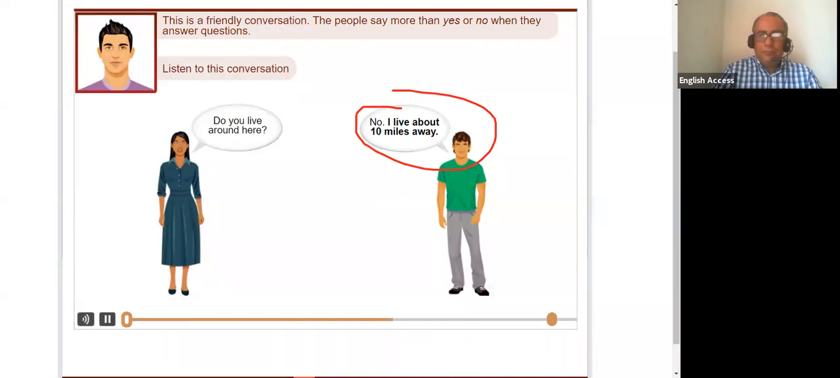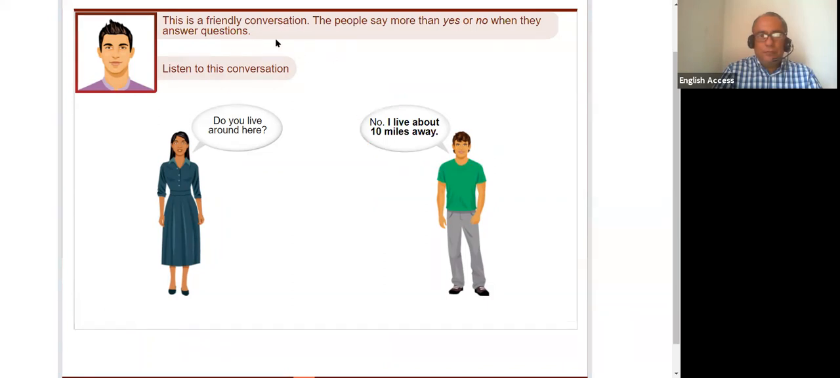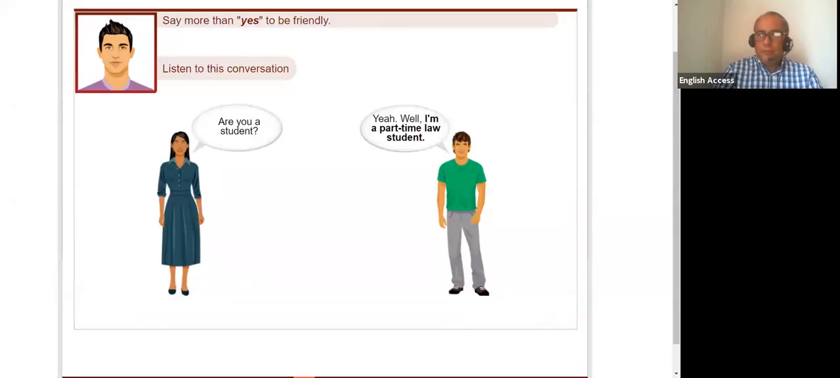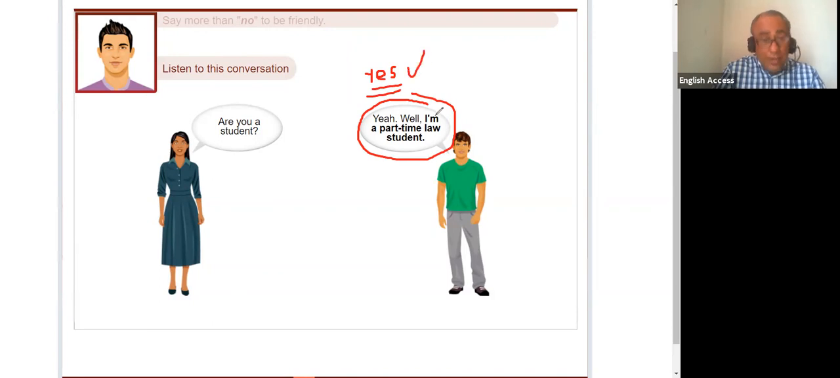You see, he is giving more information. This is a friendly conversation. The people say more than yes or no when they answer questions. Say more than yes to be friendly. Are you a student? Yeah. Well, I'm a part-time law student. Right here, he is giving more information to sound more natural and to sound more friendly, instead of only saying yes. So yes is correct, but this is better. Okay? You sound more friendly and more natural.